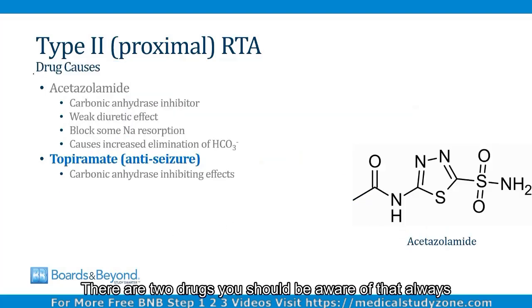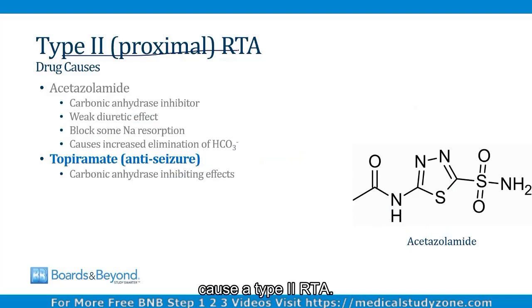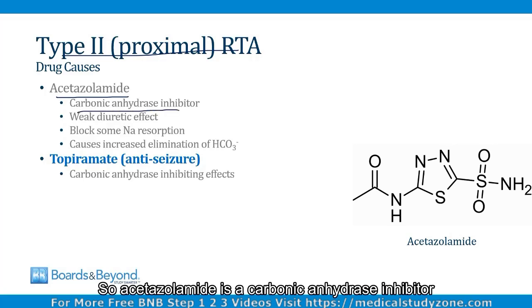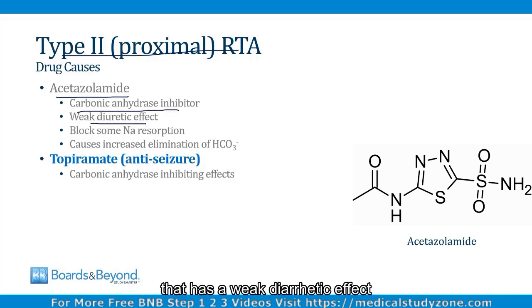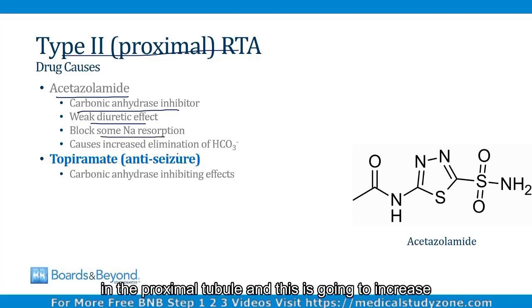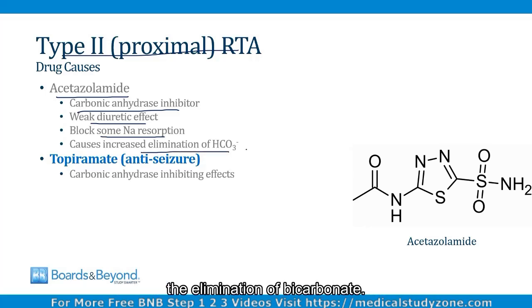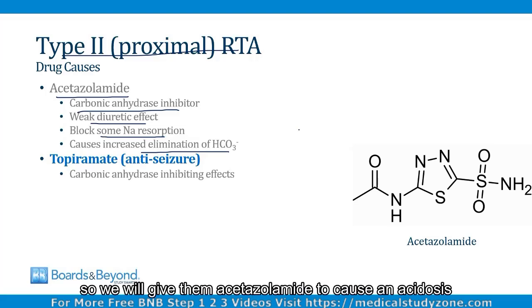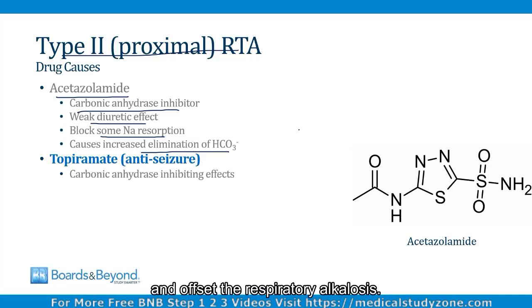There are two drugs you should be aware of that always cause a type 2 RTA. The first one is acetazolamide. So acetazolamide is a carbonic anhydrase inhibitor that has a weak diuretic effect, and therefore it blocks some of the sodium reabsorption in the proximal tubule, and this is going to increase the elimination of bicarbonate. So we give patients acetazolamide when we want to cause an acidosis. So for example, in patients who are ascending to high altitude, we expect that those patients are going to develop a respiratory alkalosis, so we will give them acetazolamide to cause an acidosis and offset the respiratory alkalosis.